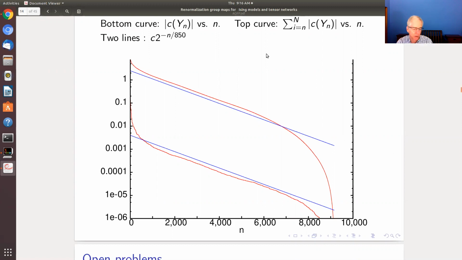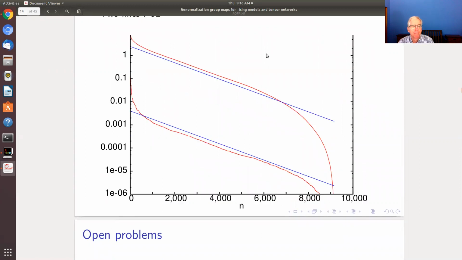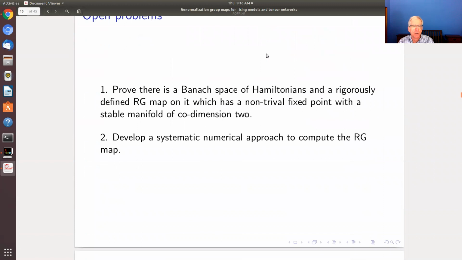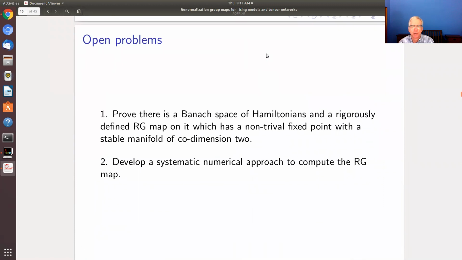Okay, so that's quite discouraging if you want to actually do something rigorous with this map. Of course, what you really want to do is prove there's a Banach space of Hamiltonians and a rigorously defined map on it, which has all the usual stuff: a non-trivial fixed point, a stable manifold of codimension 2. I'd be very happy to see just a systematic numerical approach to computing this map.